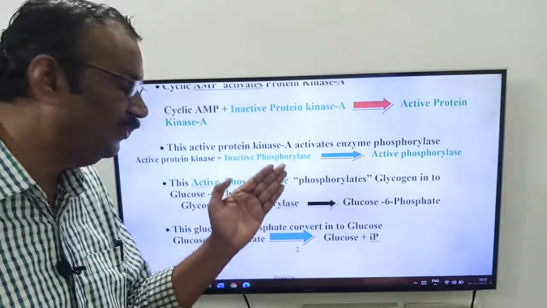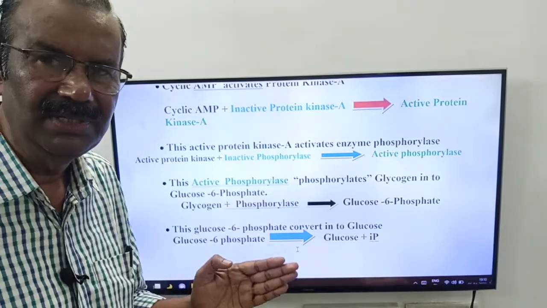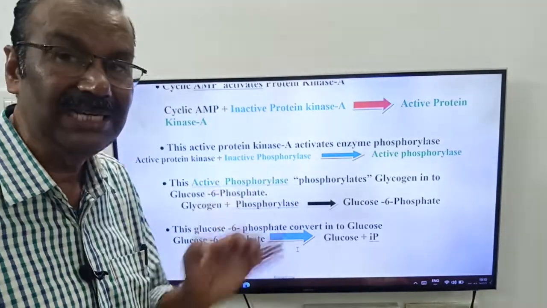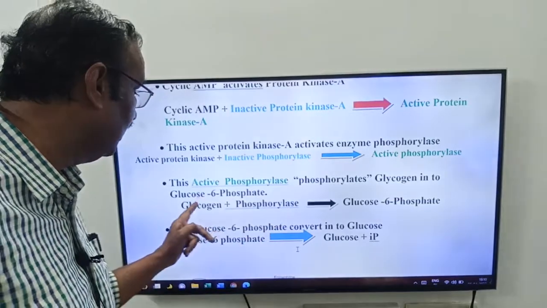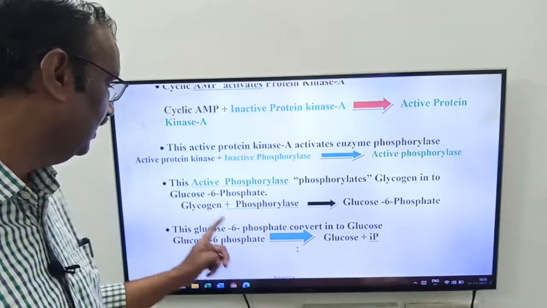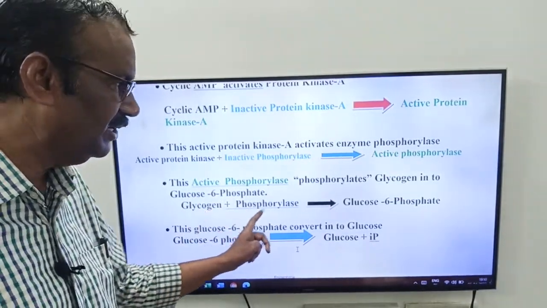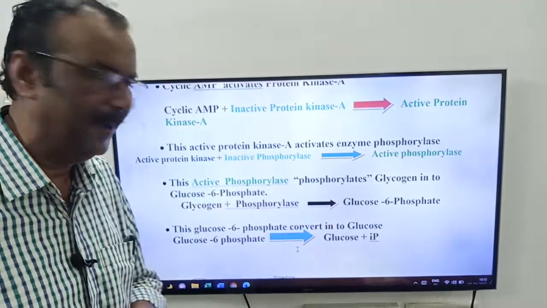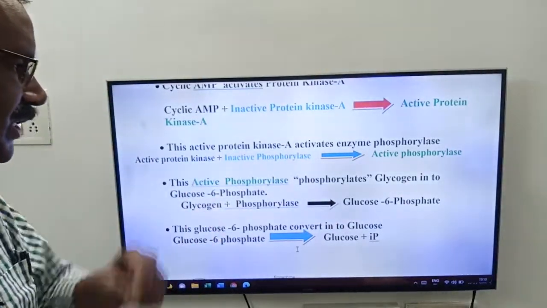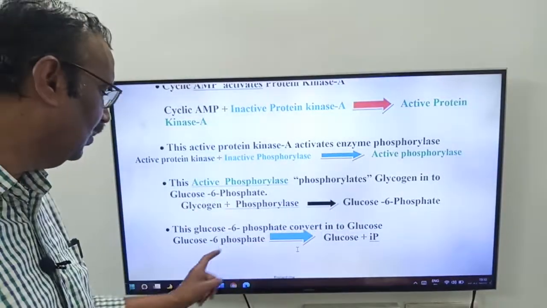This active phosphorylase, an enzyme, phosphorylates glycogen into what, friends? Glucose 6-phosphate. See, friends, glycogen plus phosphorylase gives rise to glucose 6-phosphate. This glucose 6-phosphate is converted into glucose.